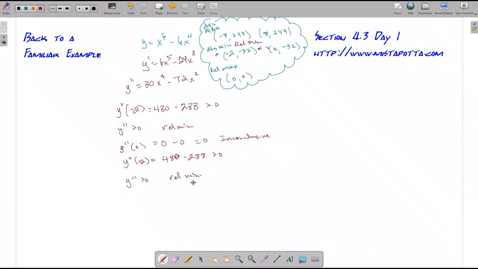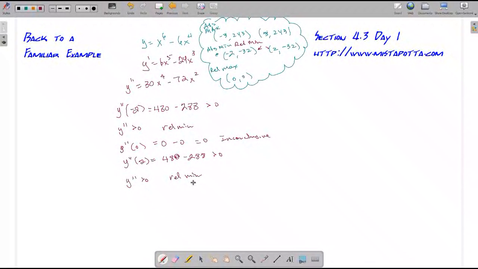Now, concavity does not tell us anything about absolute extrema. It only tells us about relative extrema. The absolute extrema comes from our boundary restrictions. We have to look at each of our points and decide which one is the highest of the high and the lowest of the low.